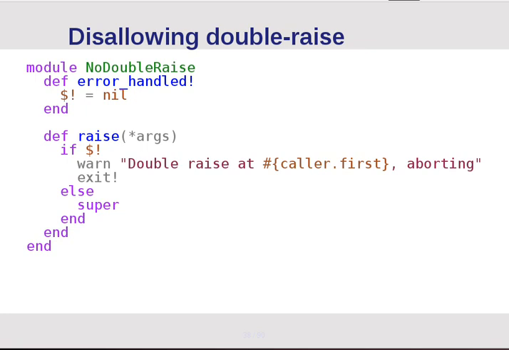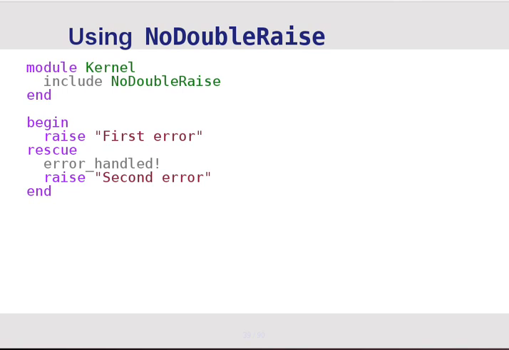And in this example, I've also defined an explicit error handled method, which unsets the global error variable, which will then enable us to raise a second exception without quitting the program, I should say. And here's an example of it in use. In this case, we are able to raise the second error because we explicitly called error handled.